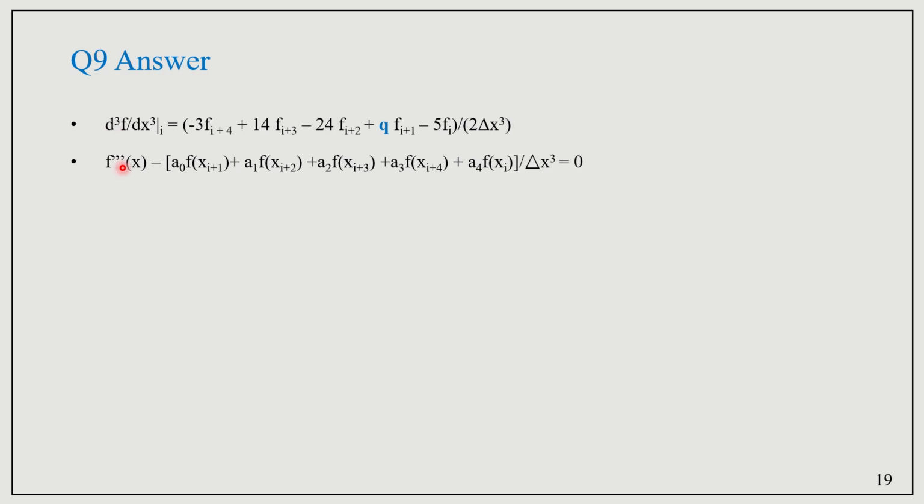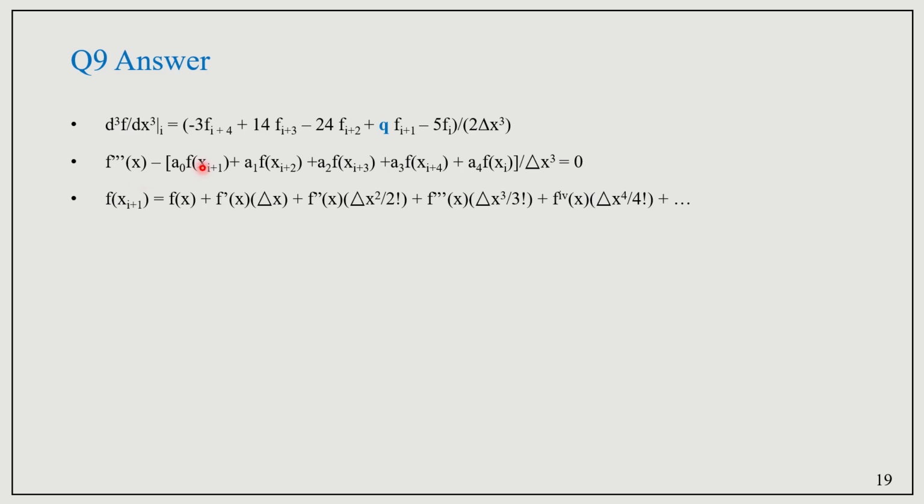We are rewriting it as f triple dash of x, and taking the other side to this side, which side doesn't matter, minus a0 into f of x at I plus 1, a1 into f of x at I plus 2, a2 into f of x at I plus 3, a3 into f of x at I plus 4, a4 into f of x at I, divided by delta x cube. So we are rearranging in this format.